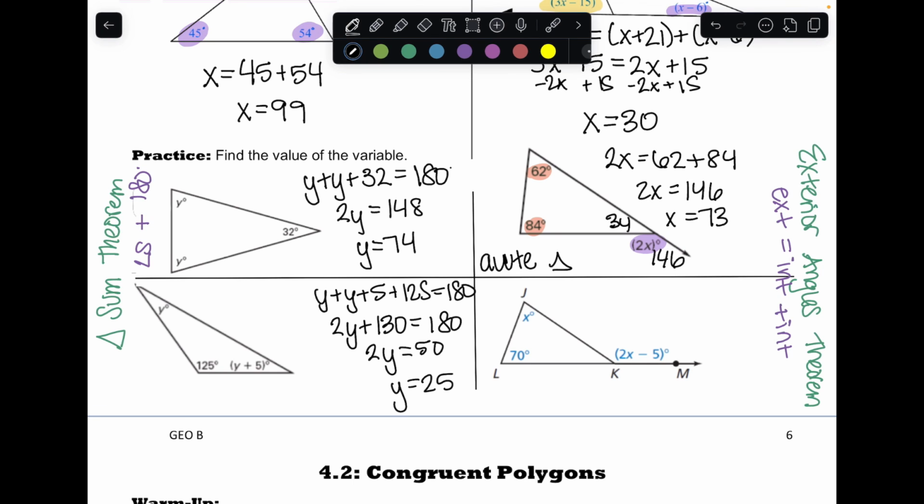Okay, on to the very last one. Again, we have an exterior angle. And we have 2 non-adjacent interior angles. So by the exterior angles theorem, I take my exterior angle and I set it equal to the interior angles added together. In this case, I'm going to subtract x and add 5. And I end up getting x is equal to 75.